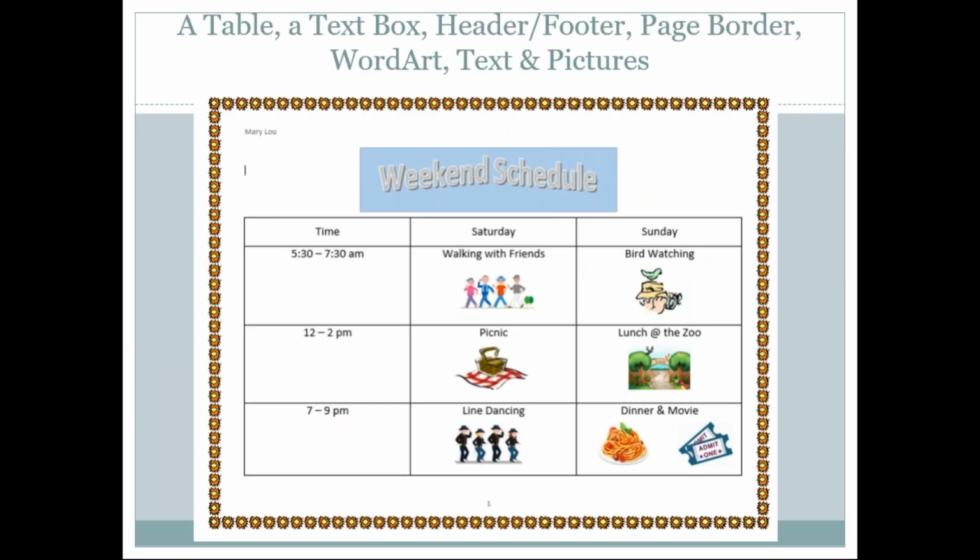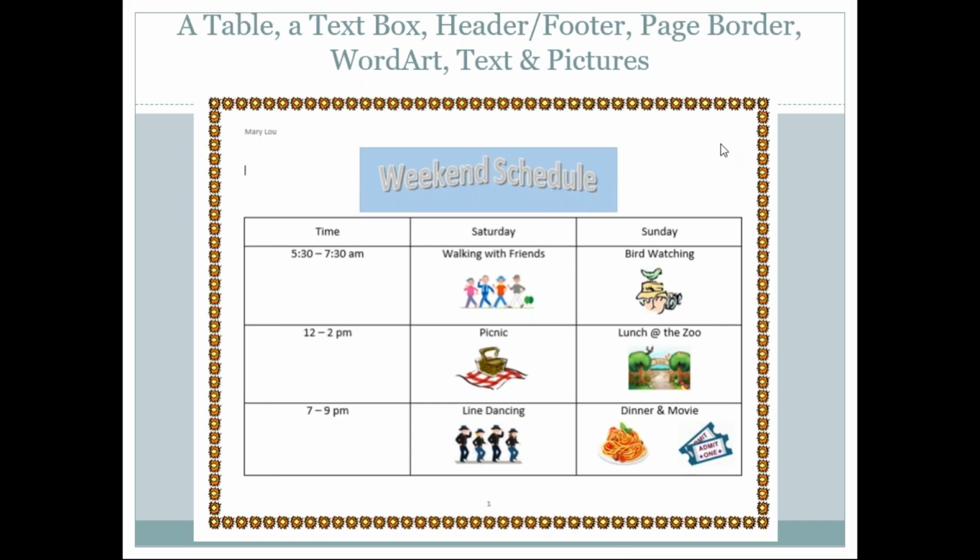Now, in this example, we have a few objects and a couple of other features. Let me go over what we're looking at here. This is similar to what we'll be doing today. As you see at the top, it says a table, a text box, header, footer, page border, word art, text, and pictures. I'm not going to go in that exact order. Let me just review what is listed up there.